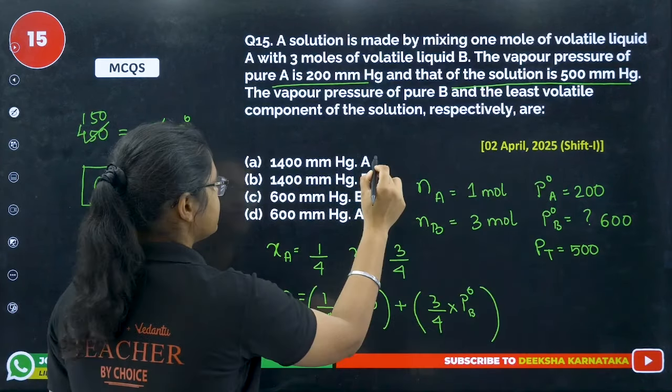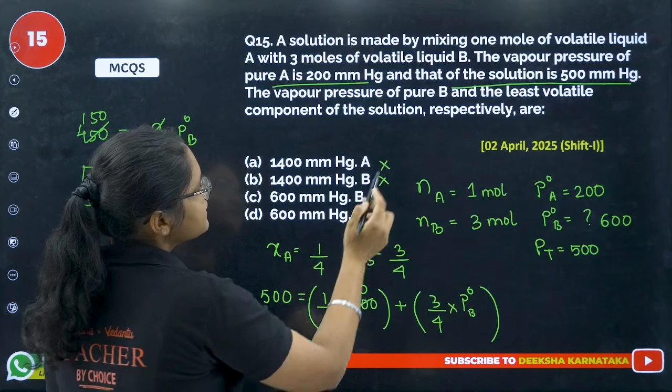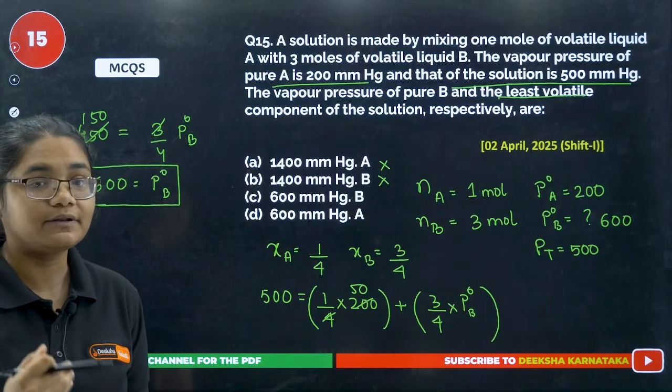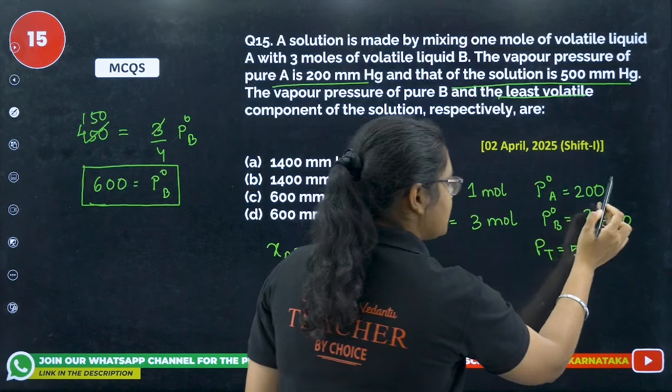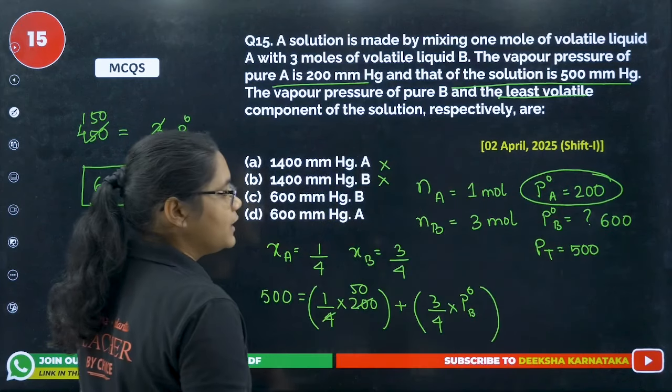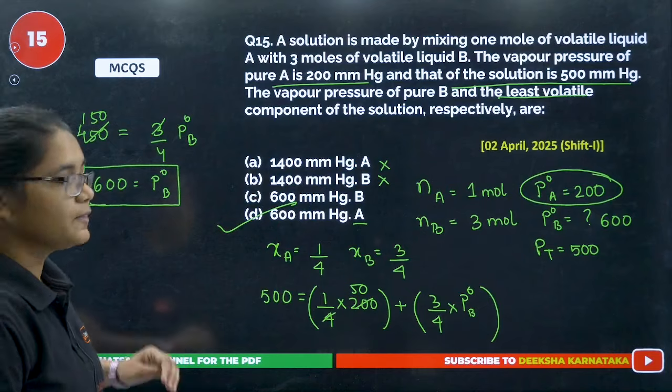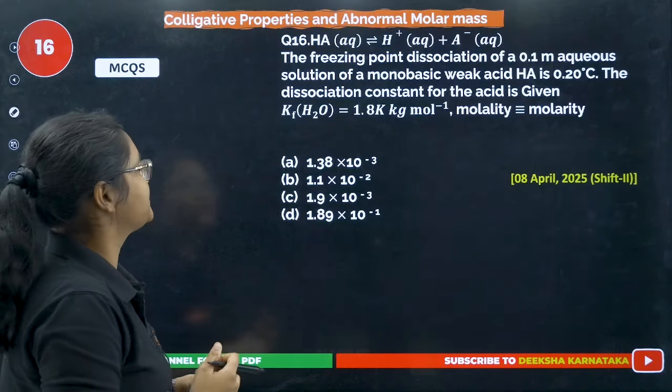I calculated this value is 600. So I have this option. Now which is least volatile? Very, very important. Least volatile means it will evaporate less. So whose vapor pressure is less? That will be least volatile. So A will be least volatile. So option number D here. Okay. Let's see the next question here.